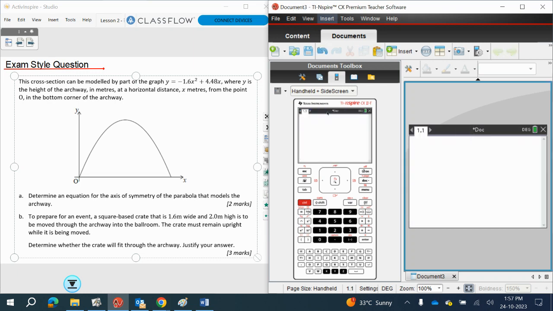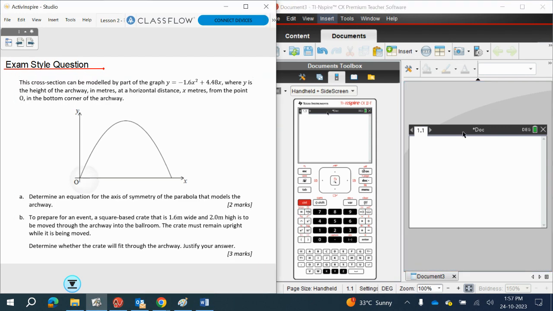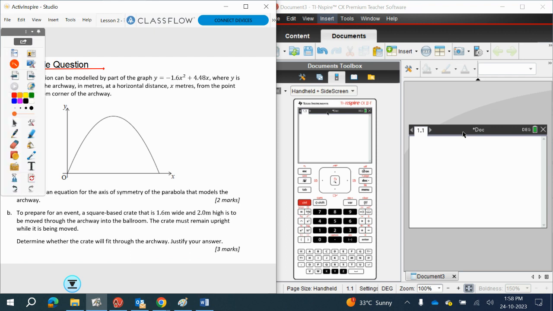Okay, so we've got a cross section that we model by part of the graph y equals minus 2.6x squared plus 4.4x, where y is the height of an archway in meters at the horizontal distance x from the starting point. So as we move in this direction, the height goes up and then goes down. Determine an equation for the axis of symmetry of the parabola that models the archway.